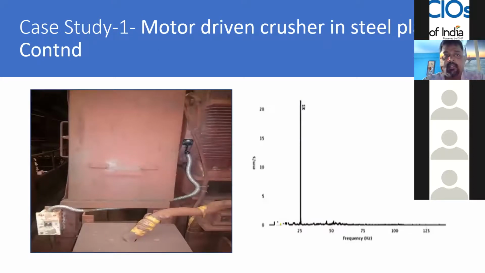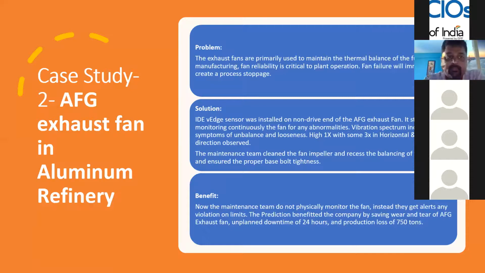Similarly, in one aluminum refinery, there is an AFG exhaust fan, where offline data collection is not safe. So they installed our IoT sensor there and got the benefit of knowing the health status of that fan, and they could do the maintenance during an opportunity. With that, they have reduced a lot of downtime. So with this, over to you, Atul. This is all I have from my experience.